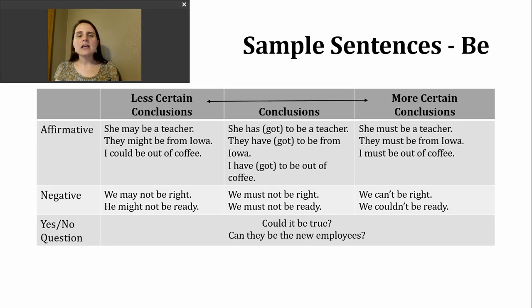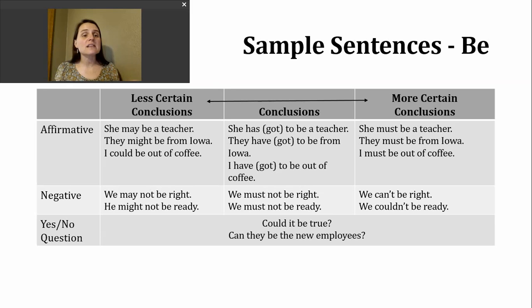If we get a little more confident in our conclusion, there are two different ways that we can express that. We can use have to and the base verb, or we could use have got to and a base verb.